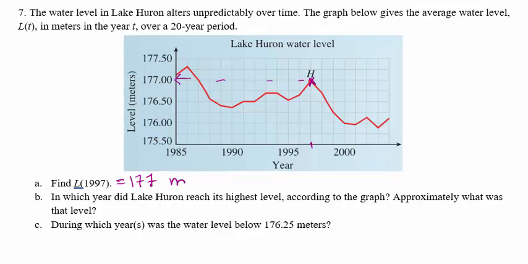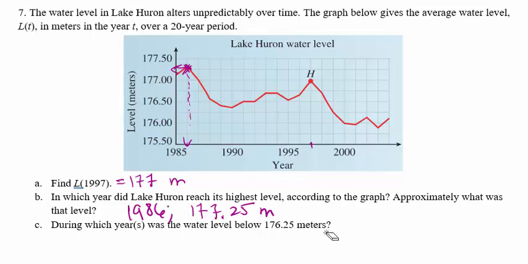In which year did Lake Huron reach its highest level according to the graph? Okay, so we're looking for a maximum, and the highest point on the graph is this one. So we look at when that happened, and that is 1986. And the level, we refer back to the vertical axis, and so 177.25 meters.